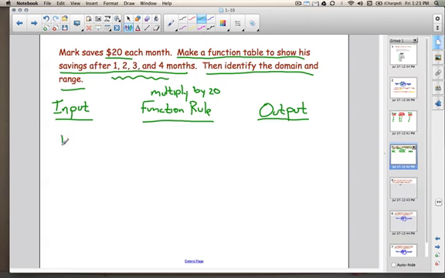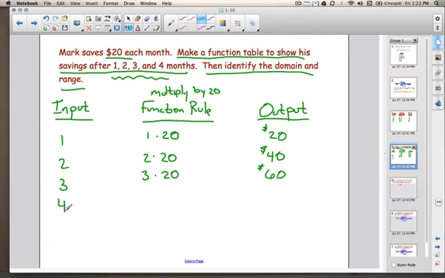So month 1. I input a 1, I'm going to multiply it by 20, so that means 1 times 20. And our output is going to be, Mark has $20. Month number 2, that means our function rule says we're going to multiply by 20, so I'm going to take the input 2 and multiply it by 20. And 20 times 2 is 40. That means Mark now has $40. Month number 3, we put in a 3, we multiply it by 20, we get out $60. That means after 3 months, Mark has $60.